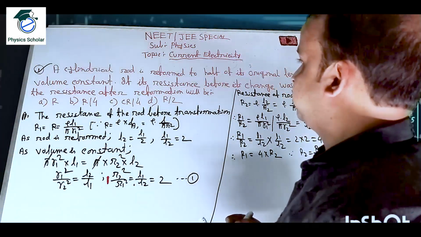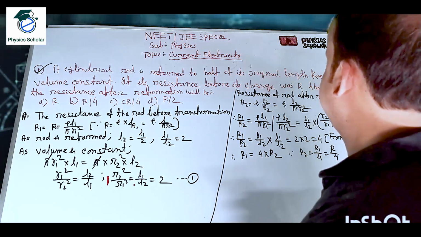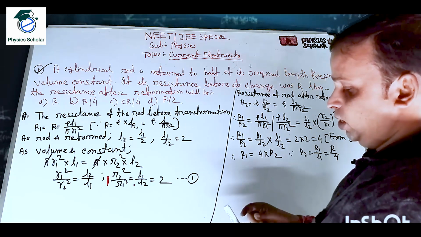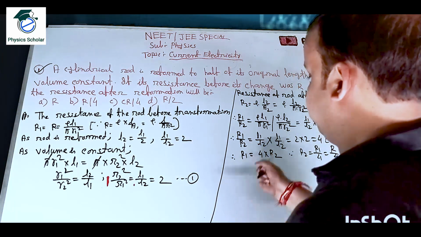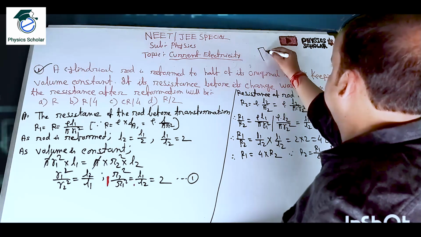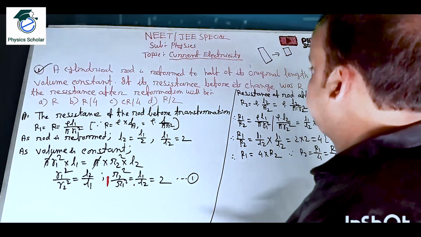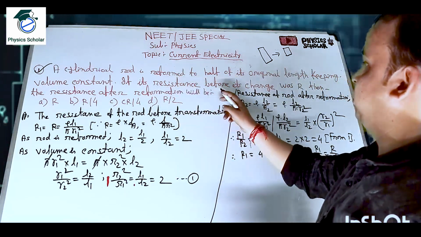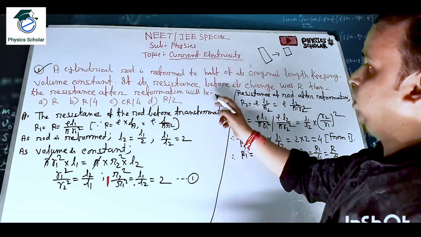A cylindrical rod is reformed to half of its original length, keeping the volume constant. So a rod in cylindrical shape, clear? A cylindrical rod is reformed to half of its length, keeping the volume constant. If the resistance before its change was capital R, then the resistance after reformation will be?